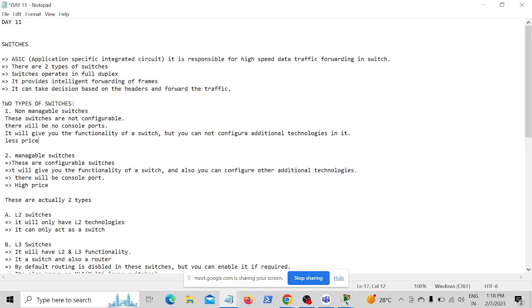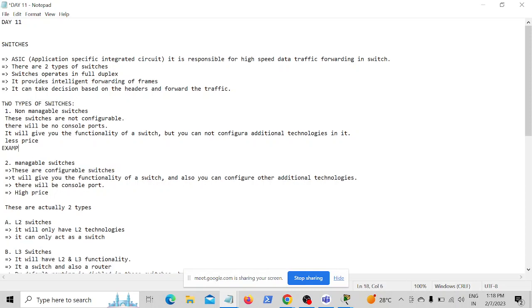These switches are not configurable. We cannot configure them using any CLI commands, and there is no console port, and they will not give you any additional technologies. These switches are used for home, the switches we use at home for home purposes. As I told, it is a low price switch we can buy from a shop for our personal use, like connecting devices at home.